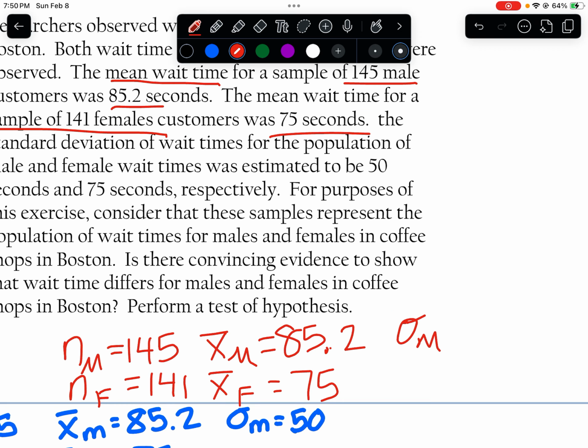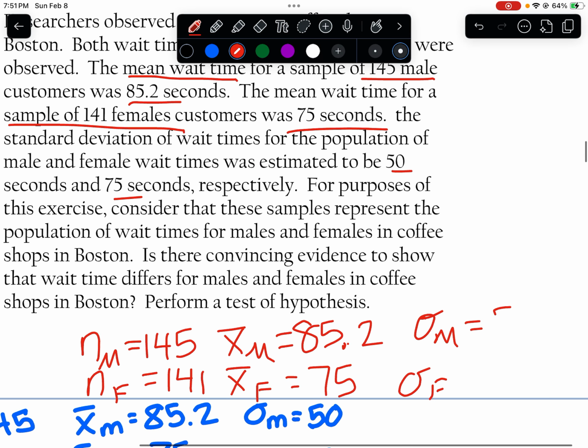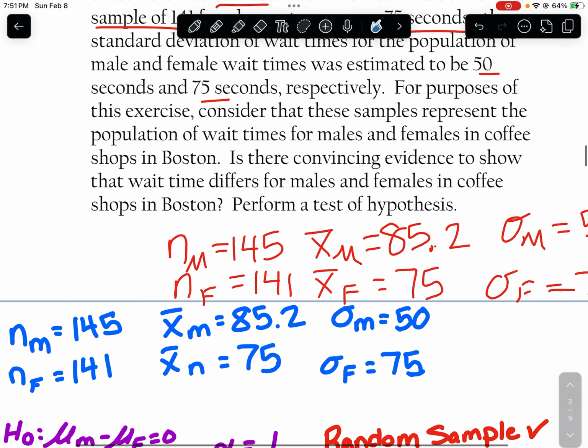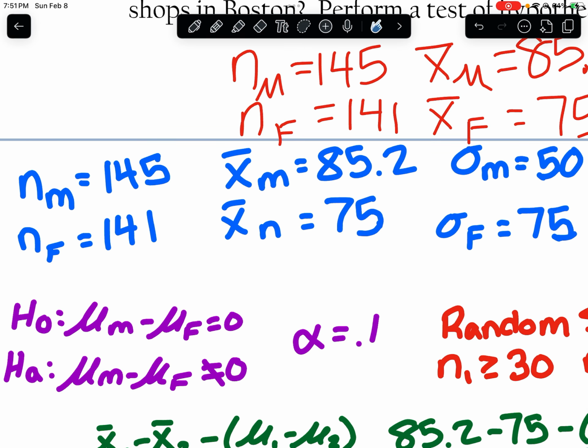And then we were also given standard deviation of males and females. Like I said, a lot of subscripts are going to get used to differentiate between, in this case, male and female groups. We were given 50 and 75 respectively, so that'd be 50 and that'd be 75. Okay, so trying to piece through all of that. And like I said, I've already got a lot of that written down here. So we've got sample size, average, and standard deviation of both males and females.